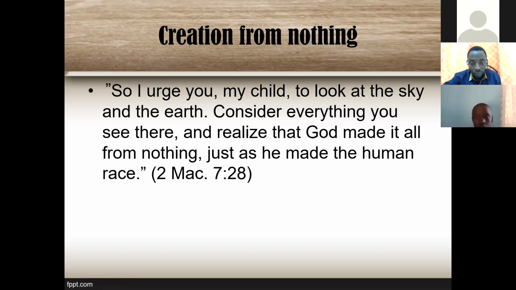So that is why it is doubtful that we can use this verse as an argument for the doctrine of creatio ex nihilo, or creation from nothing.